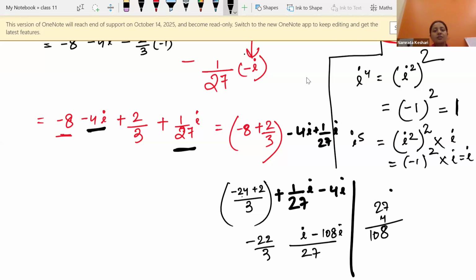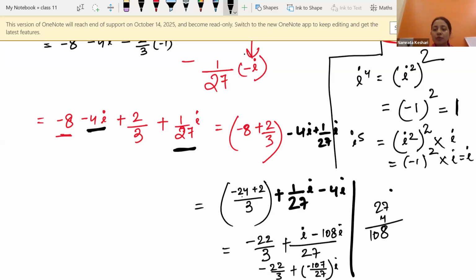And here we are having this term. Just an algebraic expression, that way we are doing the simplification. There we will have negative of 107 by 27i. And here we are having minus 22 by 3. We are done. This is our final answer.